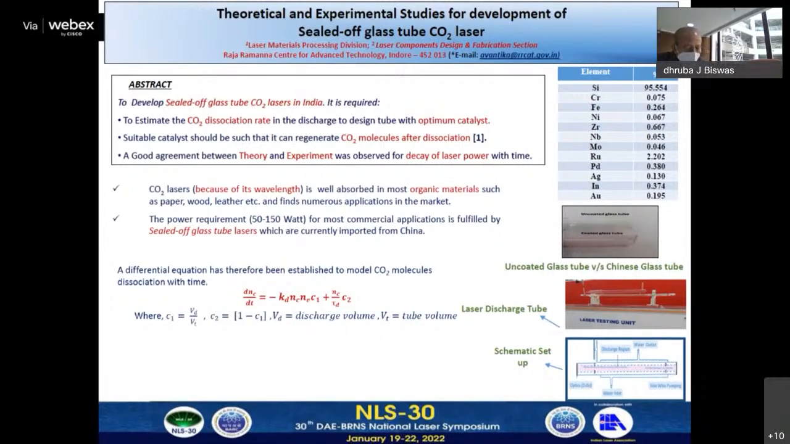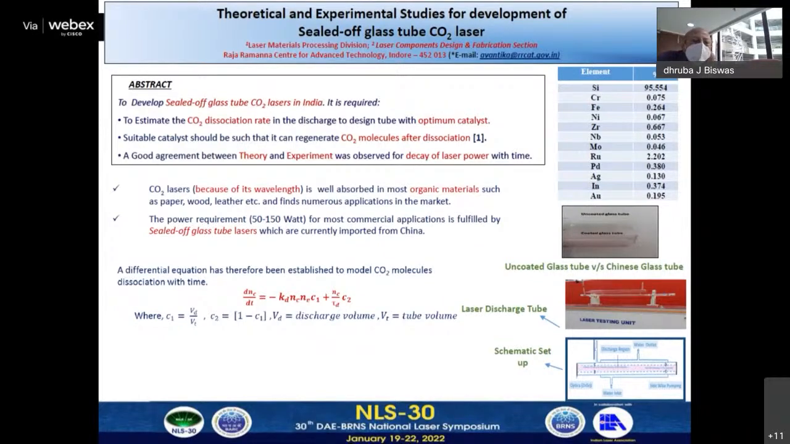In this paper, we have shown that a good agreement between theory and experiment was observed for decay of laser power with time. The low power requirement of 50 to 150 watt for most commercial applications is fulfilled by shield of glass tube lasers, which are currently imported from China.